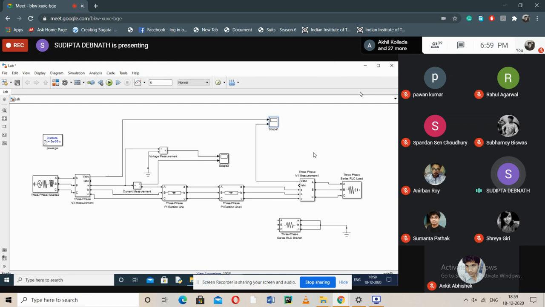Now we'll observe the Ferranti effect. Ferranti effect, you know what is Ferranti effect? In long transmission lines, it is observed. It is not observed in short transmission lines. Okay, that we will also see. In short transmission line, this phenomenon does not occur.